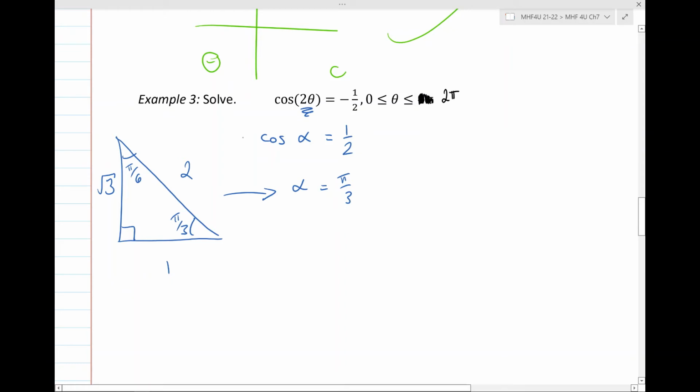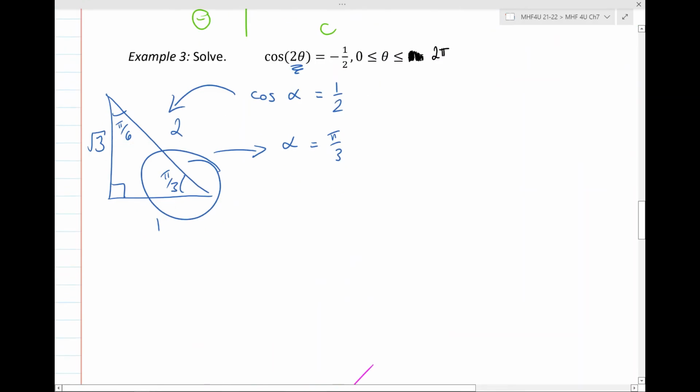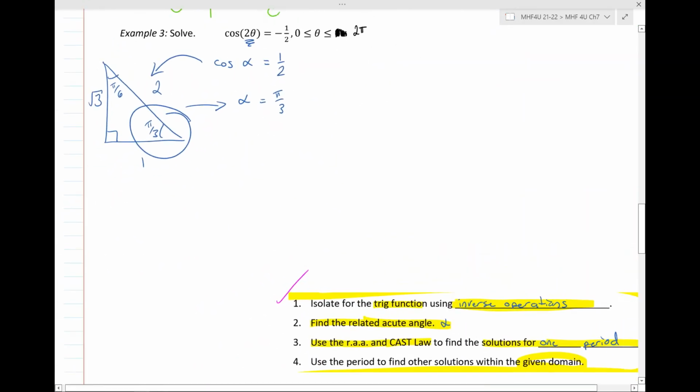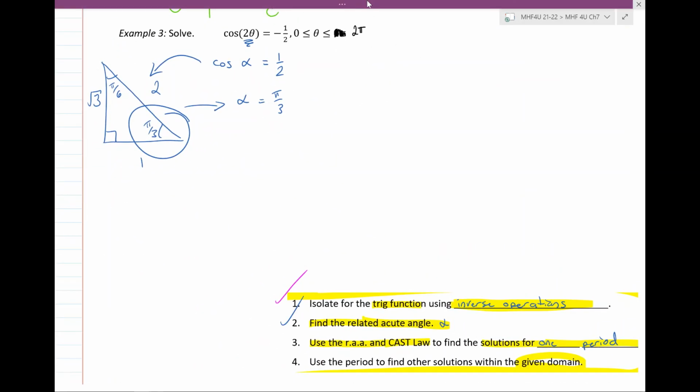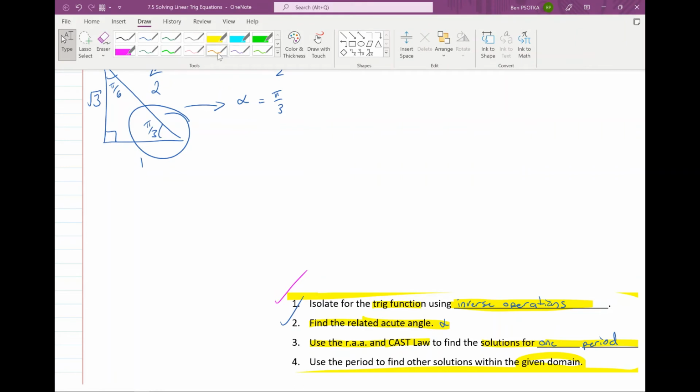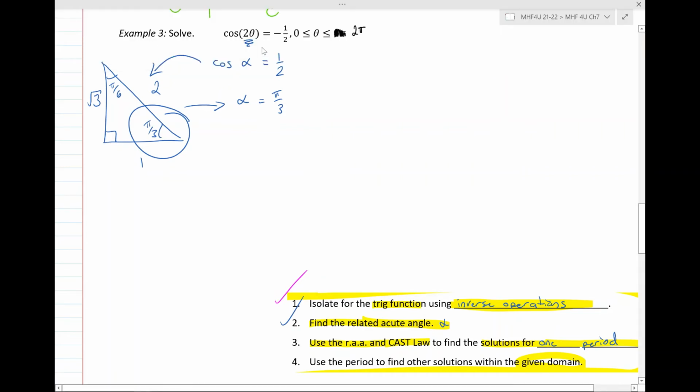Where our cosine of alpha, that brings us into our special triangle. Our special triangle tells us that the angle pi over 3 has an adjacent side of 1, a hypotenuse of 2. That's what we're looking for. So if our alpha is equal to pi over 3, okay, we can use that. Great job, us. We found our procedure right here. There we are. Now we need to use this related acute angle and our cast rule in order to find the solutions for one period.